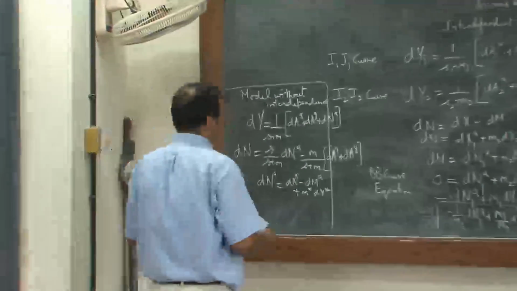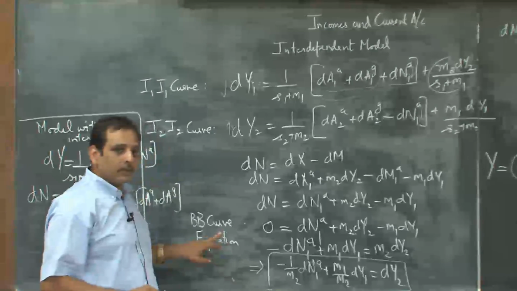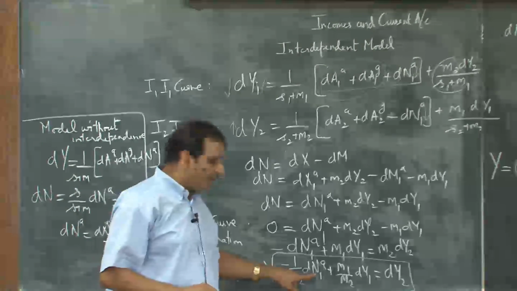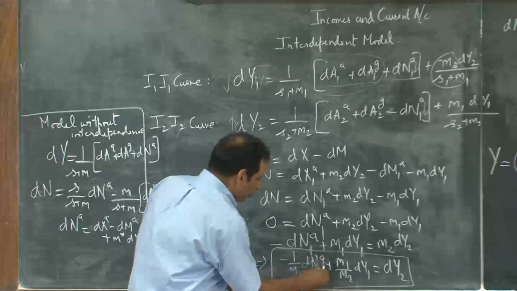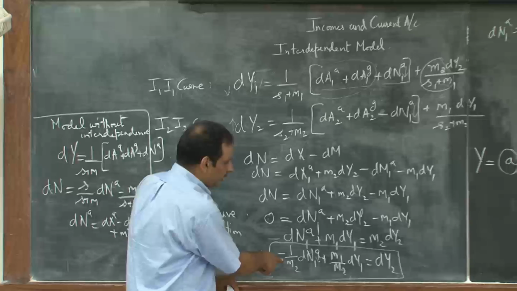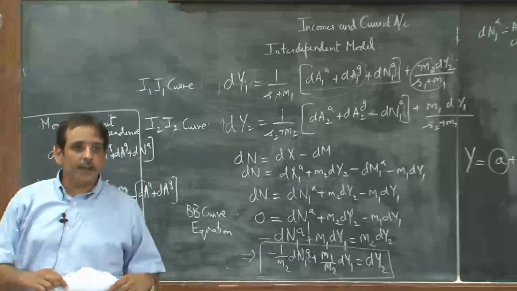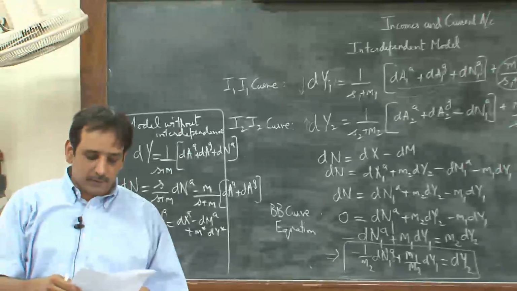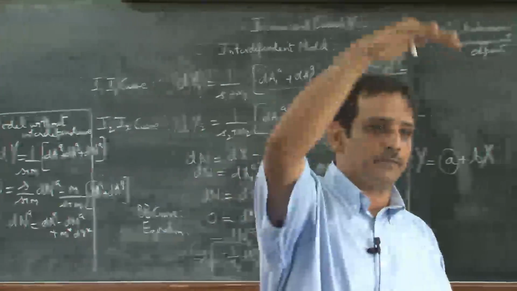And then there is a third thing happening. There is also the BB curve equation, which has a dN1A term. When the dN1A term goes down with a negative sign here, the dY2 term goes up. So, when the dY2 term goes up with the given US income, the BB curve also shifts upwards.